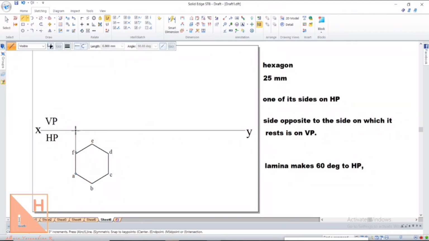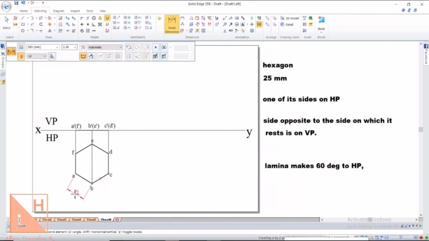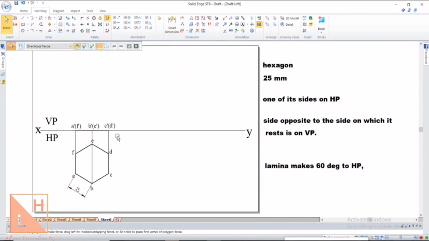Draw projection lines from every point to the front view to get the front view of the lamina. Take a dark line. Instead of drawing one complete line, draw two lines. In between we have B and E. So we'll draw one line till here and the next line to the end. That completes the first position.